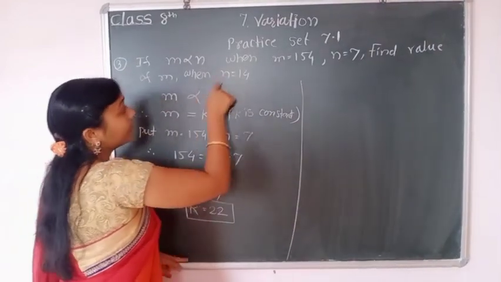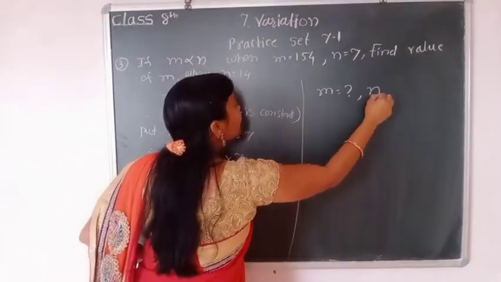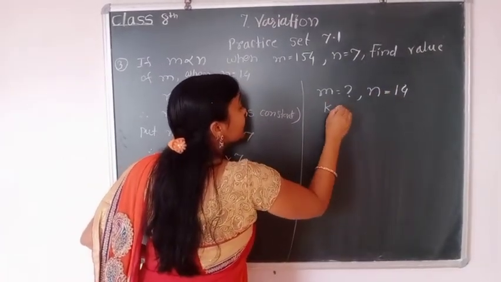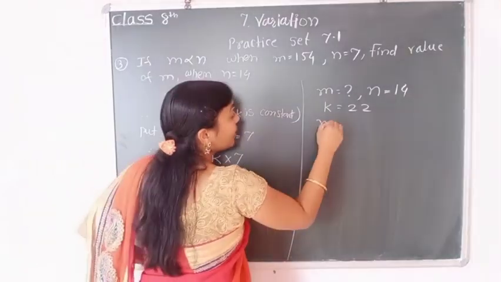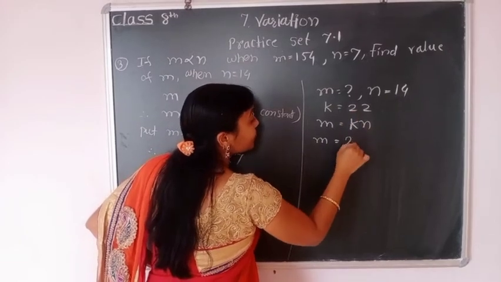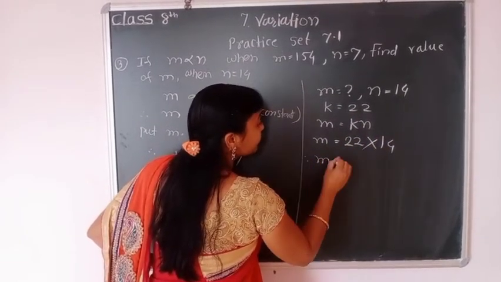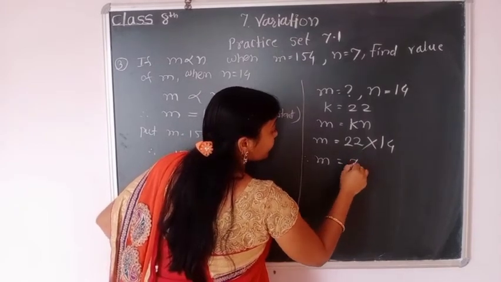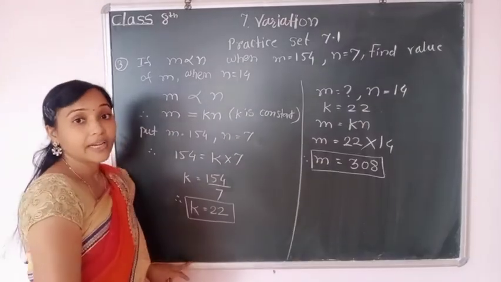And then we find out the value of m. M is equal to question mark, whereas n is equal to 14 and k is equal to 22. Again we write down the equation of variation. M is equal to kn. M we don't know, k is equal to 22 into n is equal to 14. So m is equal to 308. This is the value of m.